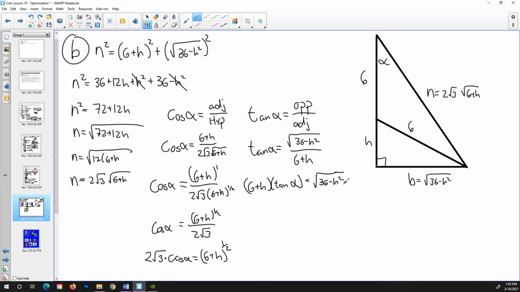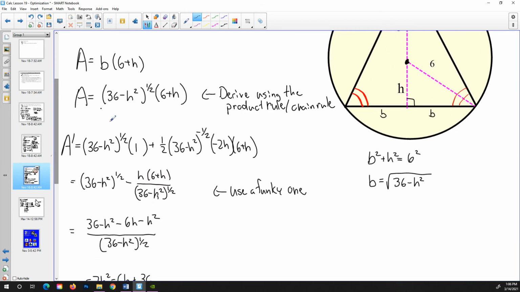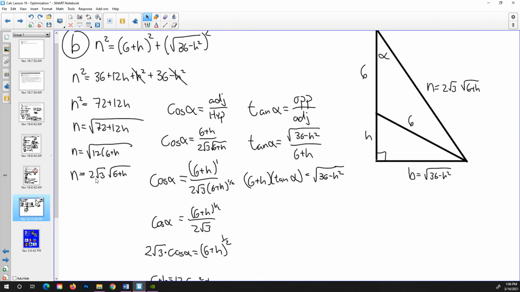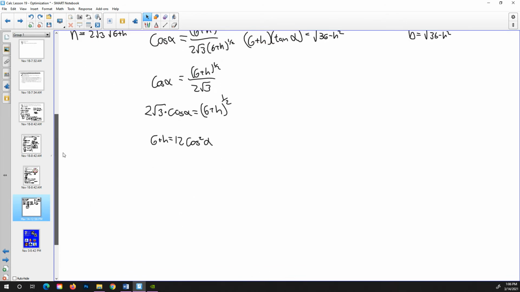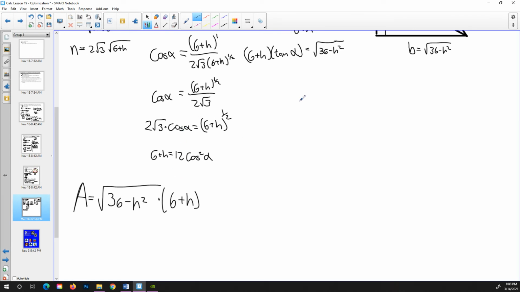All right, so why did I do all of that work? Let's go back to part A. In part A, I have this expression right here. So I'm going to select this expression and copy it. I'm going to come back down here and paste this right here. Now I did all this work with cosine and tangent so that I could replace these values with the expressions you see here and here.